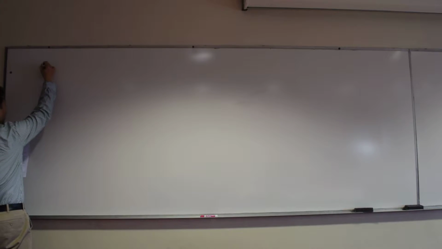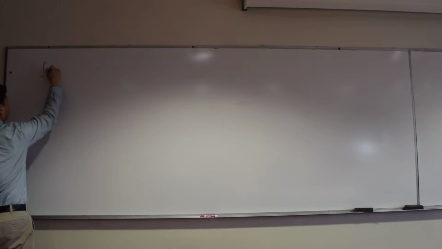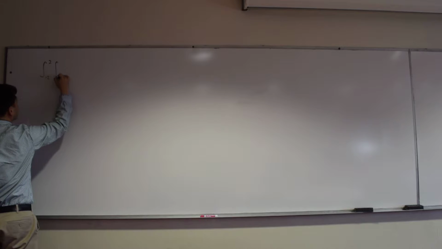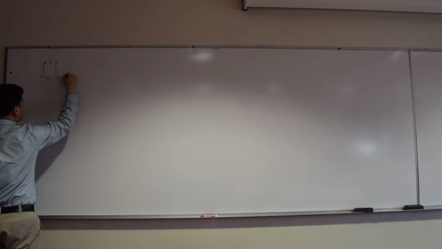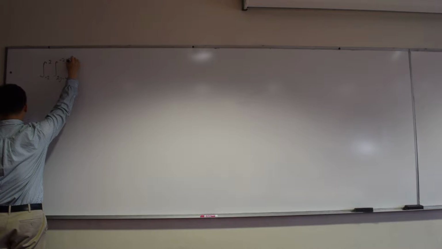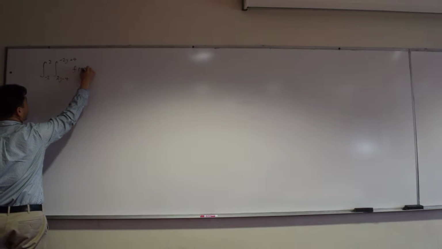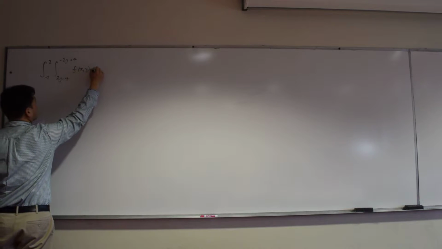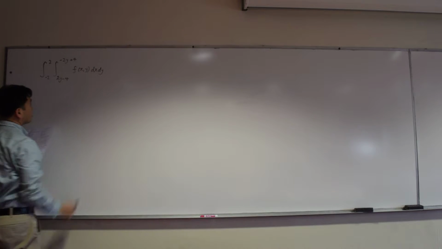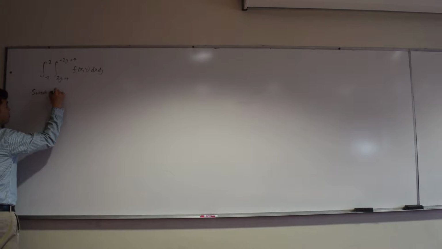So suppose you have the integral from -2 to 2, from 2y minus 4 to -2y plus 4, and you're integrating f of x comma y dx dy. Suppose you're given this integral and you're asked to switch the order of integration.